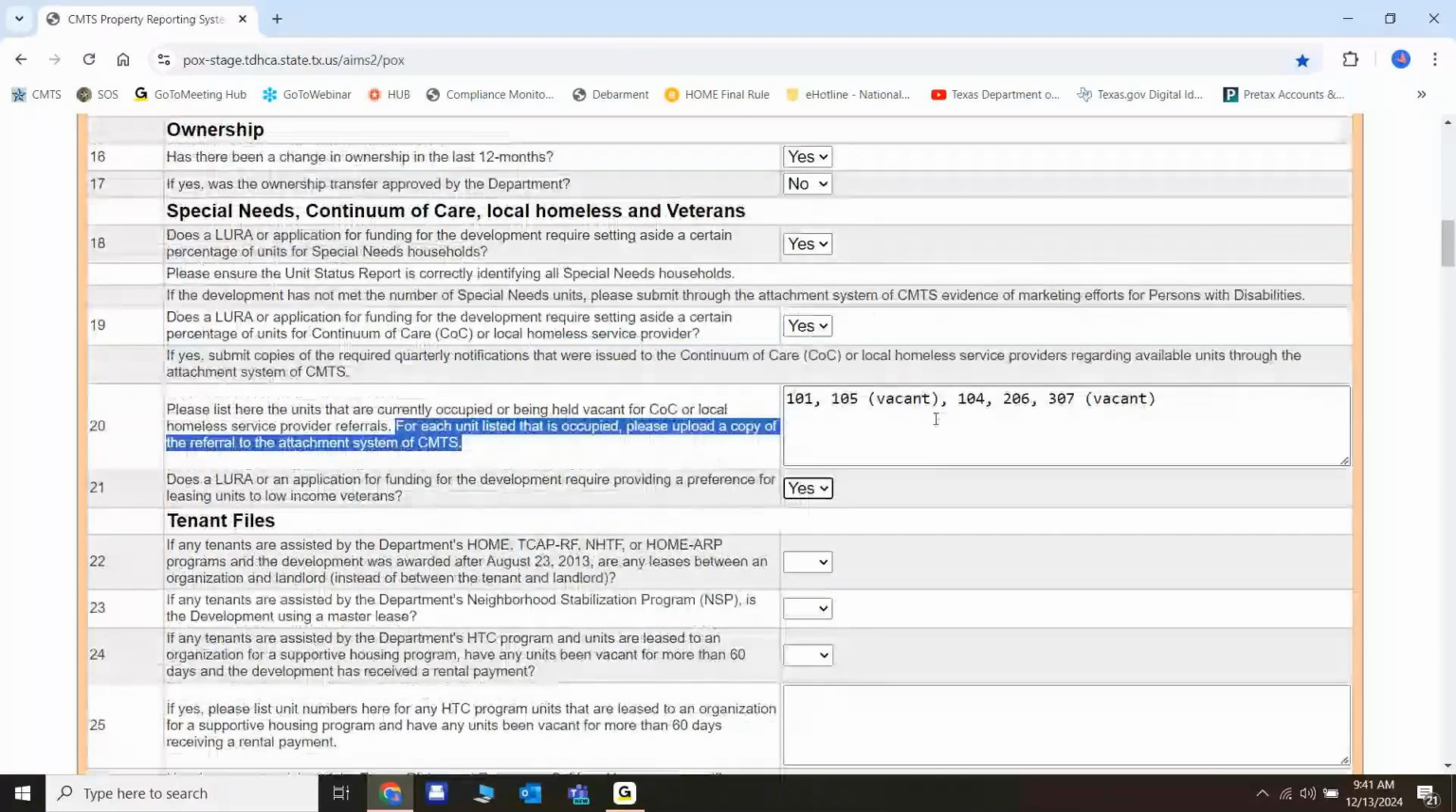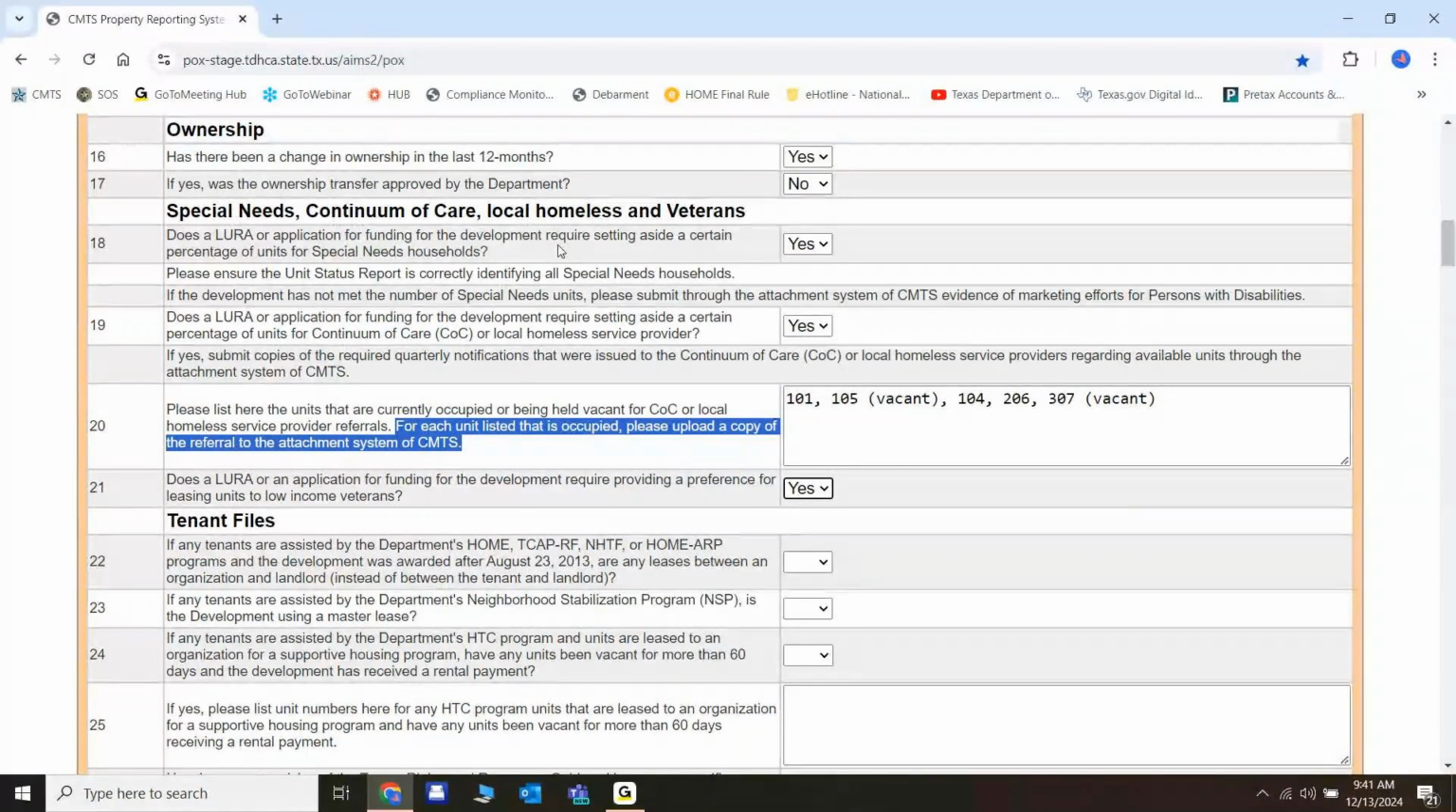So any questions about special needs, continuum of care, local homeless, or veterans? Yes. The first question we have is, what if in year one, someone says yes to special needs, but in year two, they decide they want to say no or initial not to answer, even if there were no changes in the household? Should CMTS say yes or no for special needs?